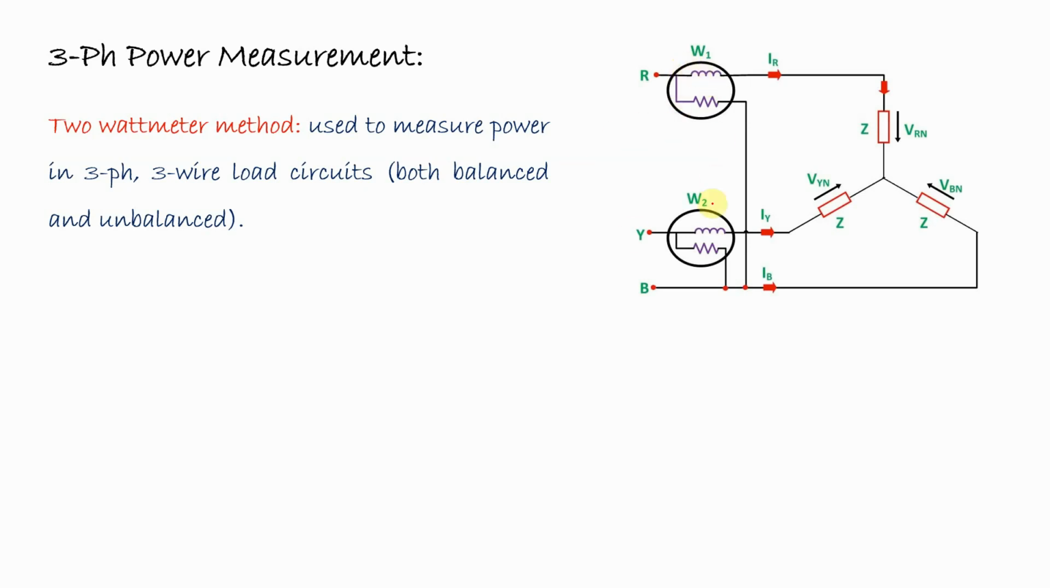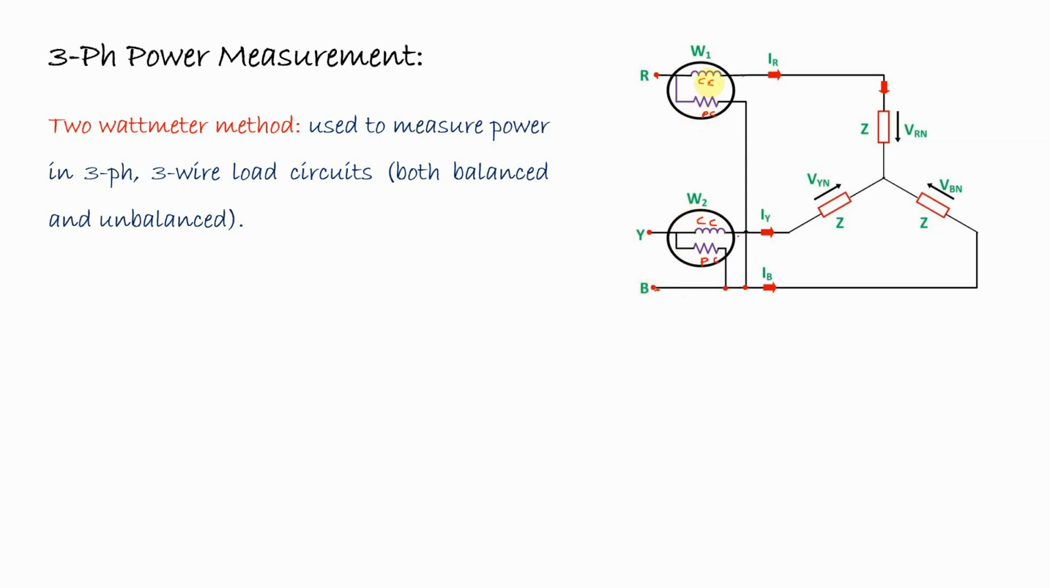The two wattmeters are connected across the three-phase three-wire load, where the current coil of the first wattmeter is connected, let's say, in series with the phase R. Similarly, the current coil of the second wattmeter is connected in series with the phase Y, whereas the pressure coil of the first wattmeter is connected between the phase R and the phase B, and the pressure coil of the second wattmeter is connected between phase Y and phase B.